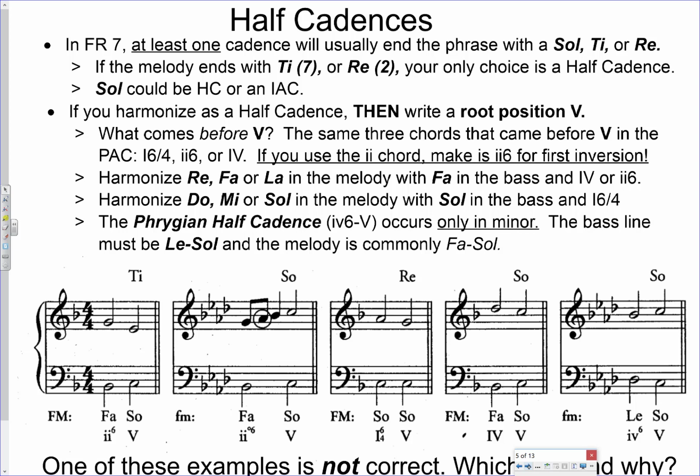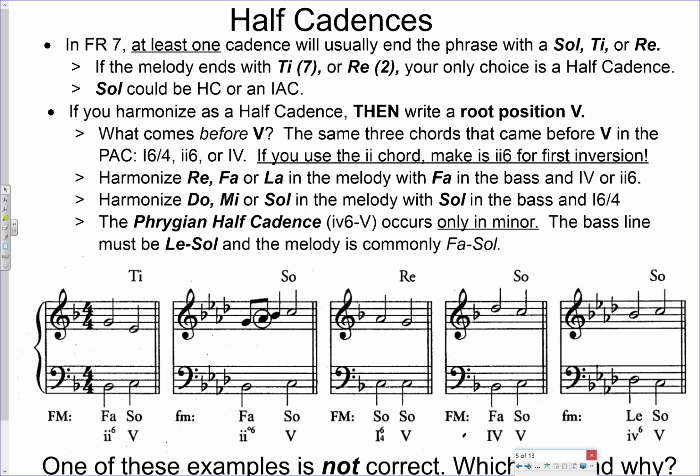Then there's the Phrygian half cadence, which has a progression of minor 4-6 to 5. Phrygian half, recall, only occurs in minor. The bass line must be le, sol, that half step motion, and the melody is commonly fa, sol.